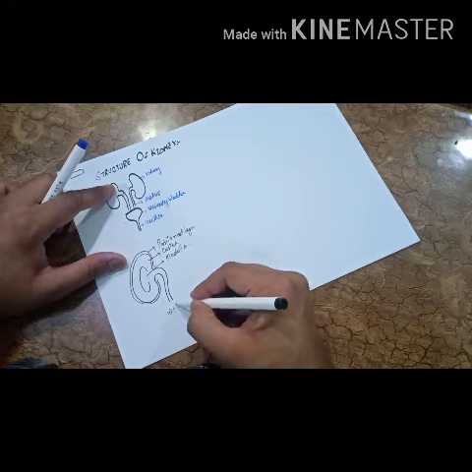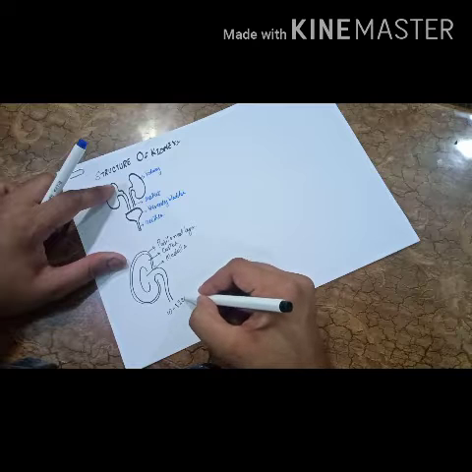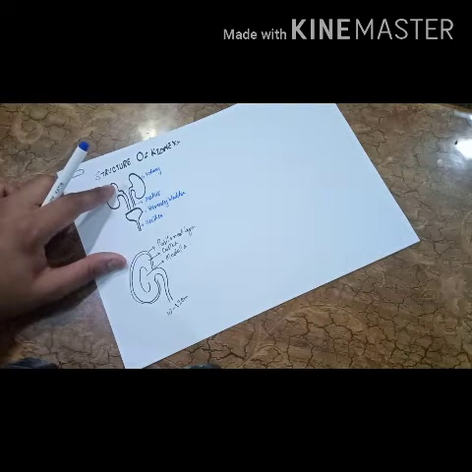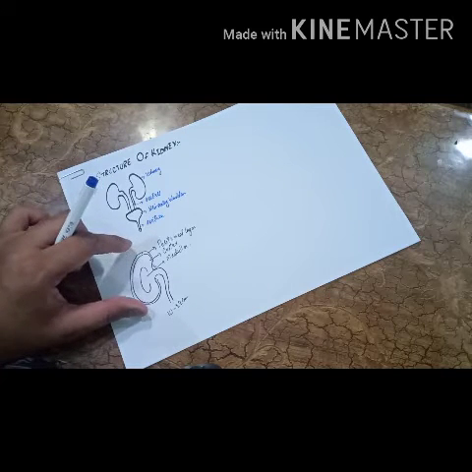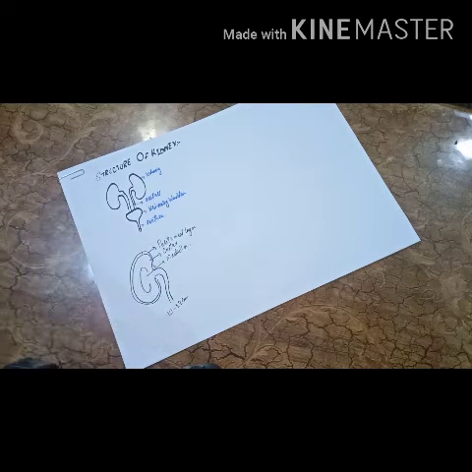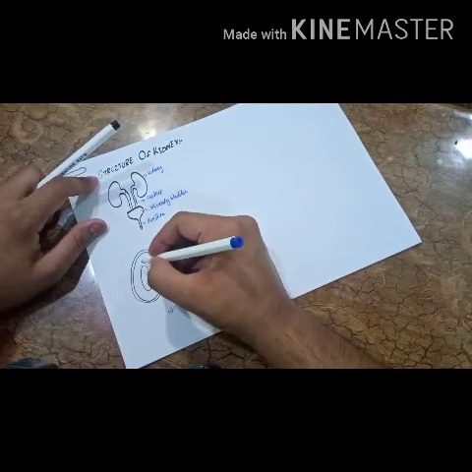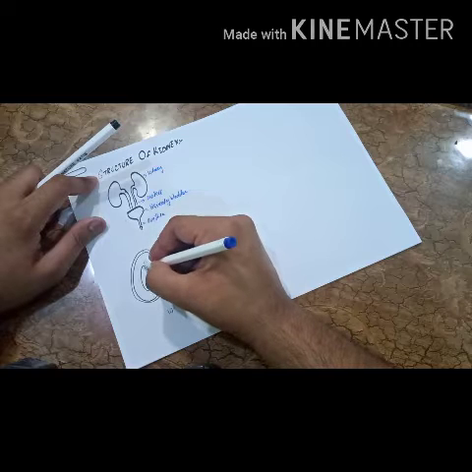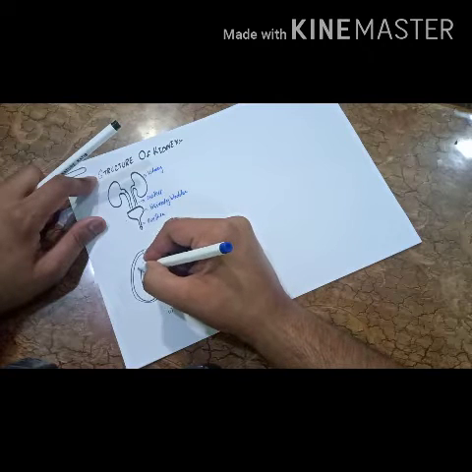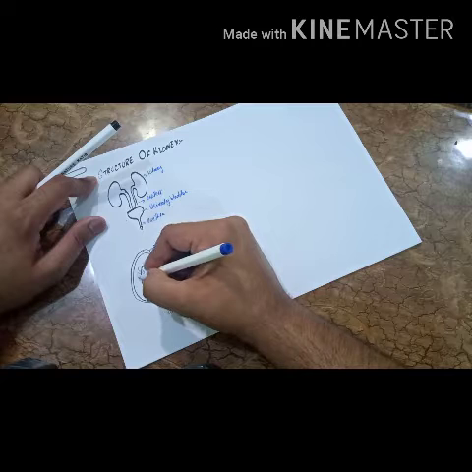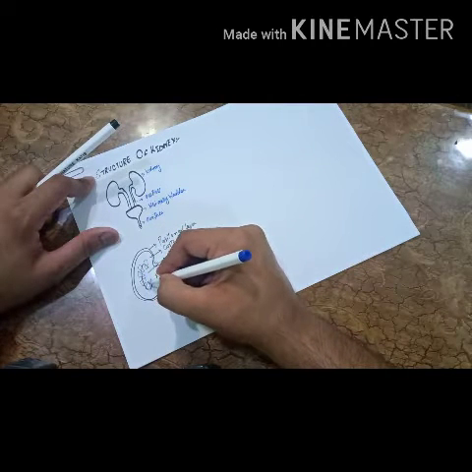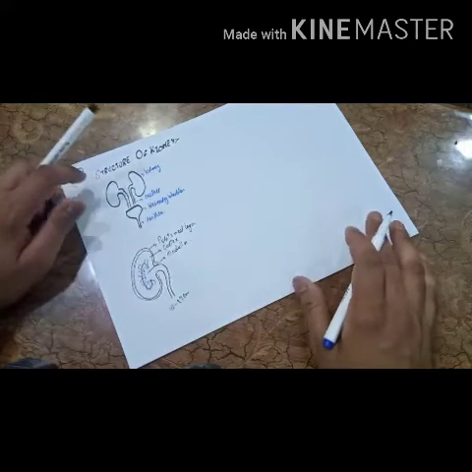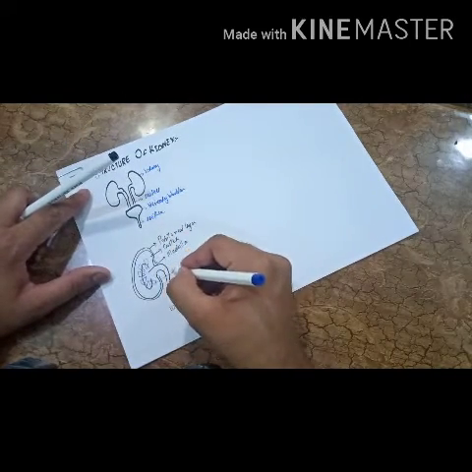The size of the kidney ranges from 10 to 12 centimeters. The longitudinal length of this kidney is 10 to 12 centimeters. Internally, the kidney has some cone-like structures named pyramids. They are 8 to 10 in number. They are named pyramids.